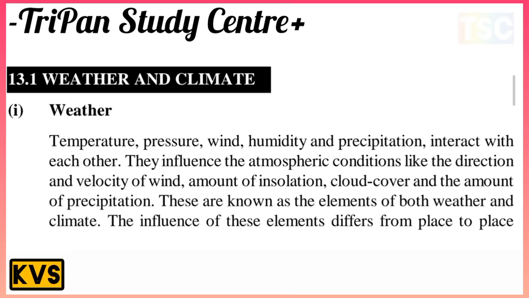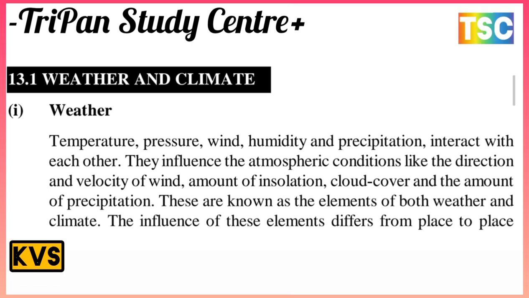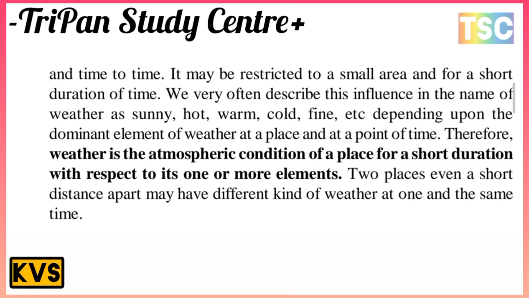It is important here. Then there is the influence of atmospheric conditions like the direction and velocity of wind, amount of insolation, cloud cover and the amount of precipitation, and these are known as the elements of both weather and climate. It varies from place to place and from time to time. It may be restricted to a small area and to a short duration of time.